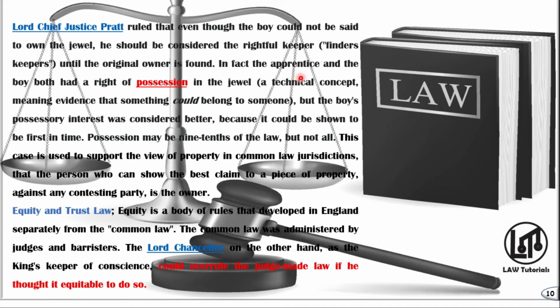In fact, the apprentice and the boy both had a right of possession in the jewel, a technical concept meaning evidence that something could belong to someone. But the boy's possessory interest was considered better because it could be shown to be first in time. Possession may be 9/10 of the law, but not all. This case is used to support the view of property in common law jurisdictions that a person who can show the best claim to a piece of property against any contesting party is the owner.